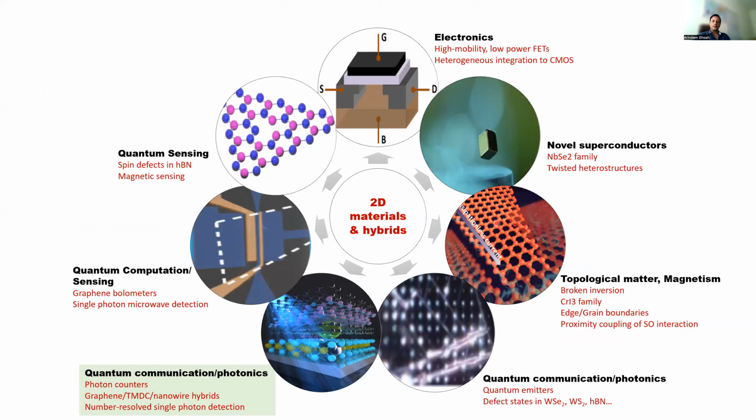As I told you, you can have niobium selenide-based family, twisted heterostructures as novel superconductors, which can be used in a multiple number of examples, for example, in volumeters for circuit quantum electrodynamics at very low temperatures. You have topological matter, magnetism. You can create magnetic two-dimensional systems like the chromium iodide family, and these are very new kids on the block, and they have created a huge amount of excitement.